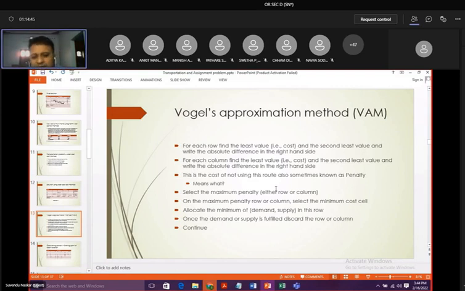Allocate the minimum of demand and supply in this row. Once the demand or supply is exhausted, discard the row or column. Continue by recalculating the penalties, because many of those paths are no longer available for allocation after the first iteration. If you would like to try this by hand, you're most welcome. I would rather say you can try it at home.